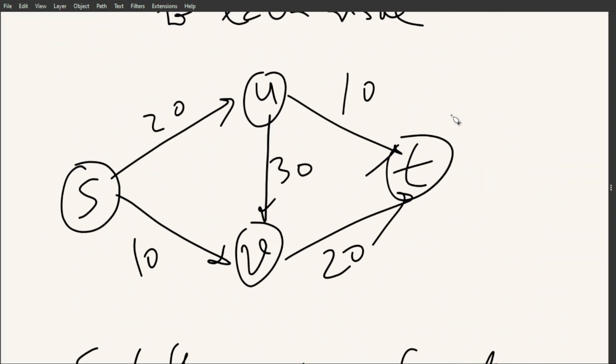Now we define a flow satisfying these properties. Along this edge we have a flow of 20, just writing like this, F is equal to 20. Along this edge we have flow 0. Along this edge we have flow equal to 0. Flow is 0 here. Along this edge we have flow equal to 20. And along this edge we have flow equal to 20.